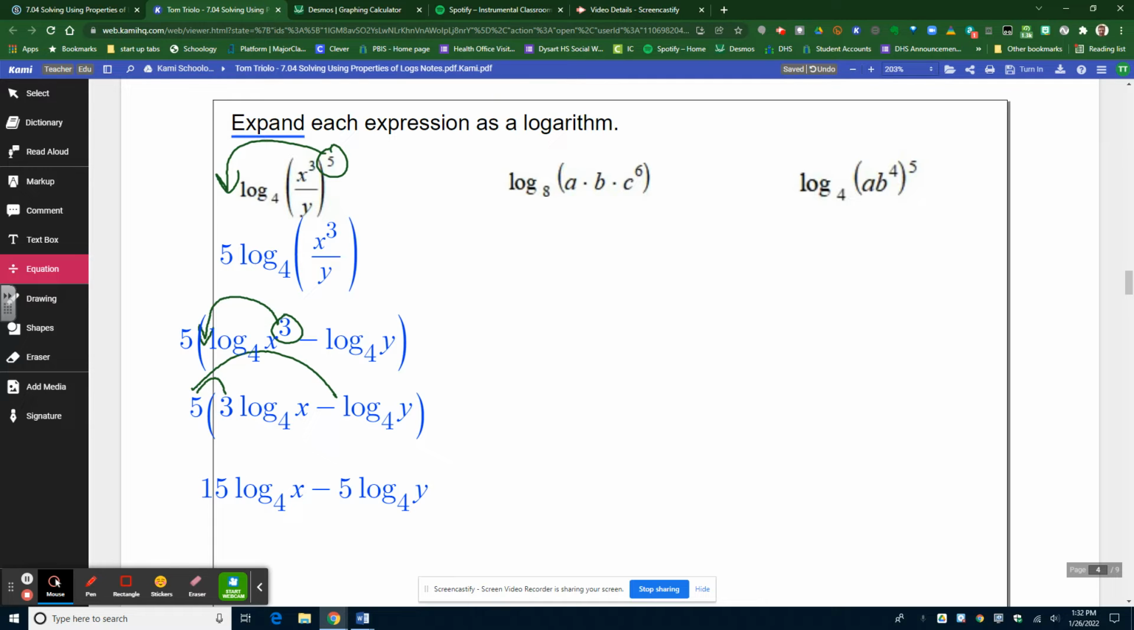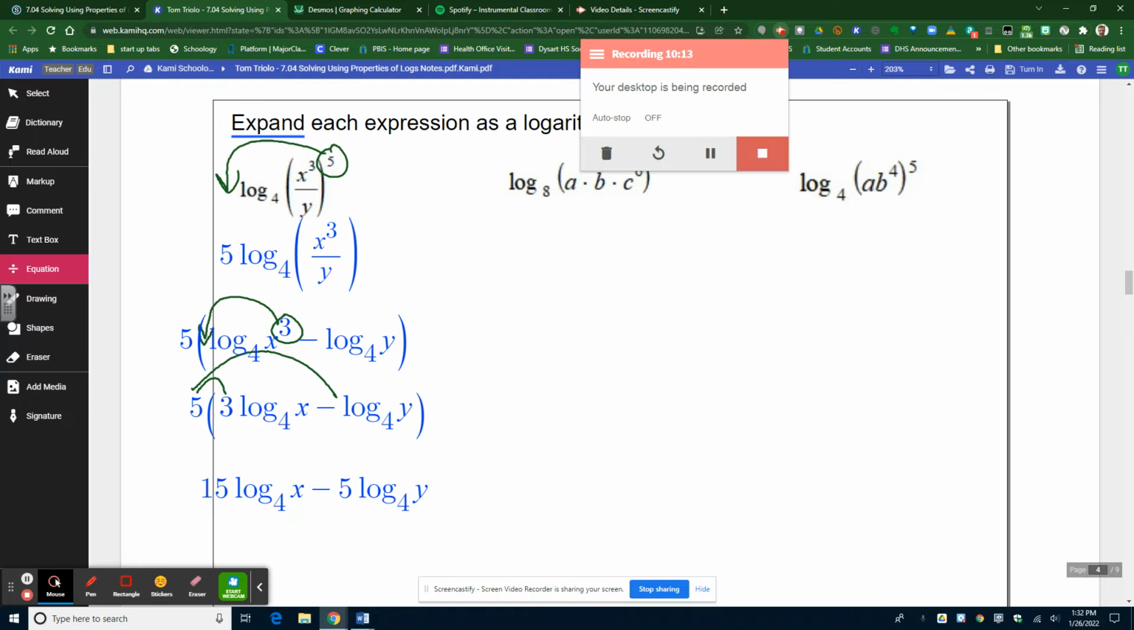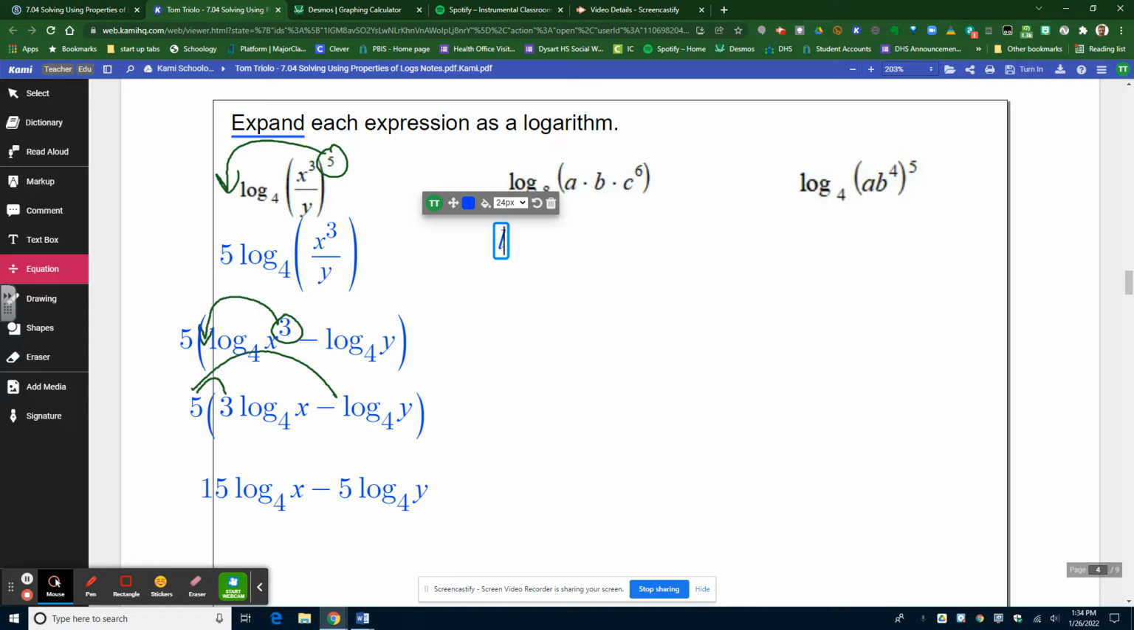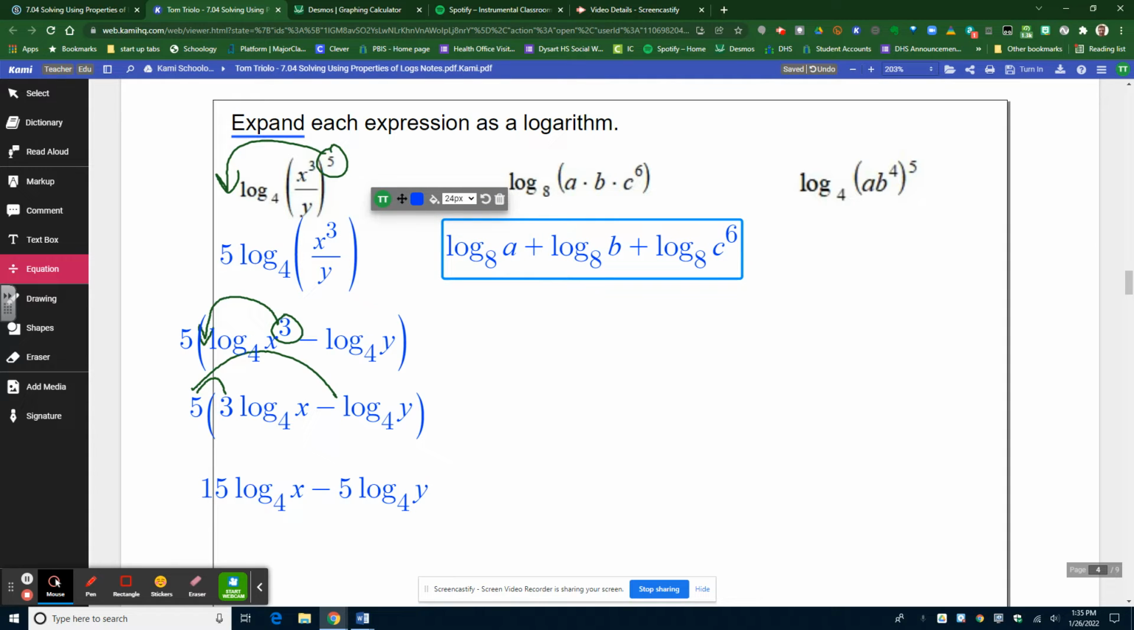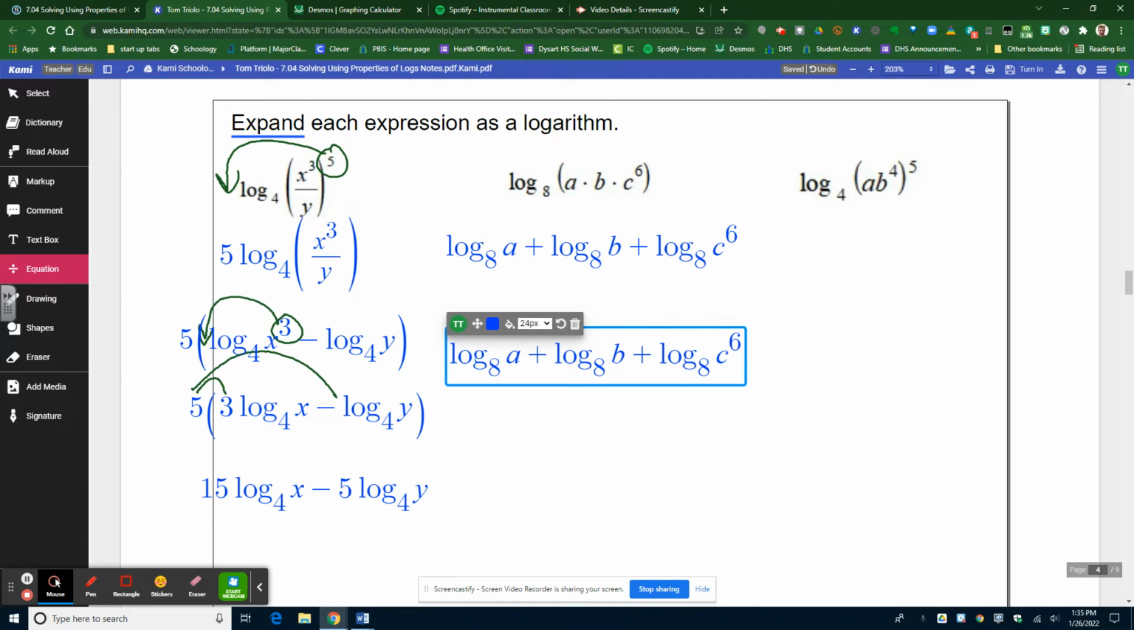This one's a little easier because the exponent's on the inside. So split it up. Your final answer should have 3 different logarithms and no exponents. Then there's not going to be any subtraction. Okay? So log base 8 of A plus log base 8 of B plus log base 8 of C to the 6th power. But the 6 is going to be put in front, so I do a little Control A, Control C, Control V, take the 6 up here, bye-bye, and put it in front of the logarithm, okay?